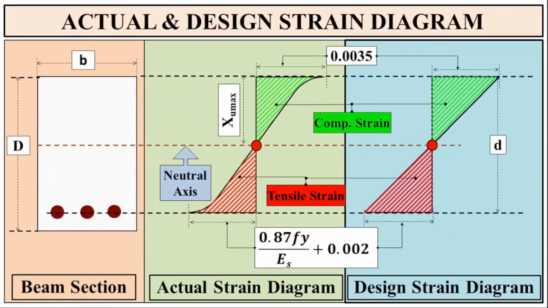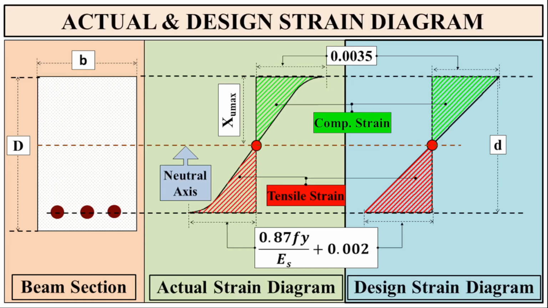In this slide, we see a cross-section of a rectangular beam. The overall depth of this beam is denoted by the capital letter D, the width by the small letter b, and the effective depth, the distance from the top compression fiber of the concrete to the centroid of the reinforcement, is denoted by the small letter d.